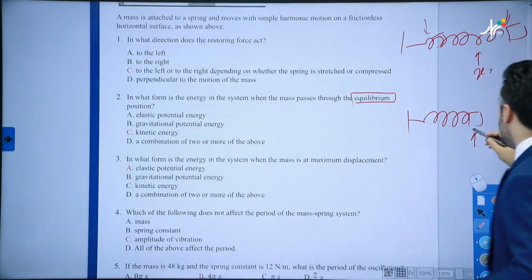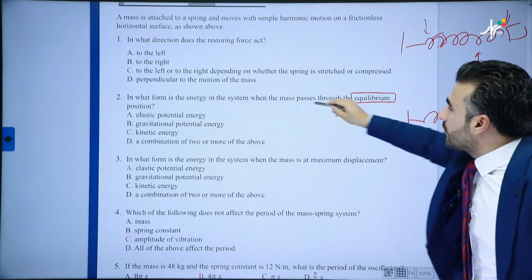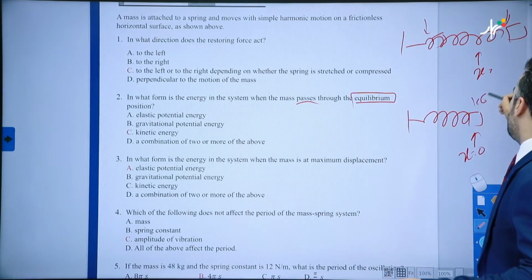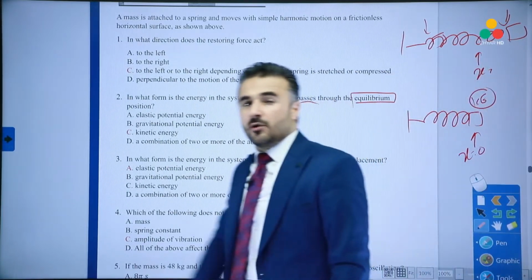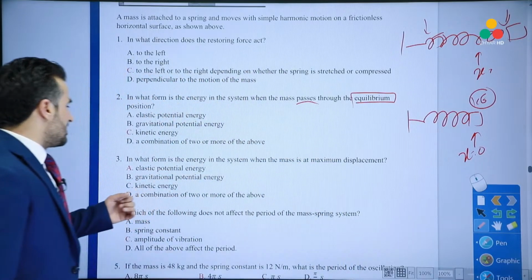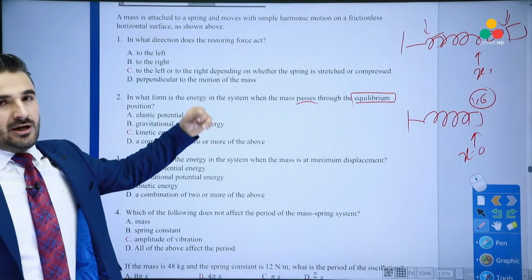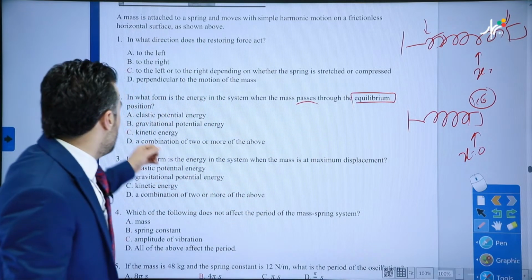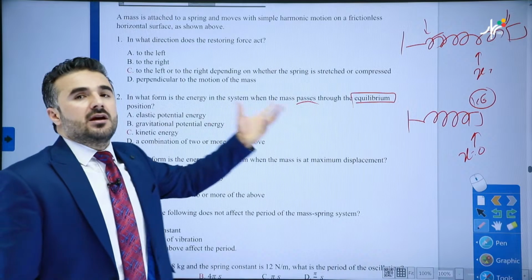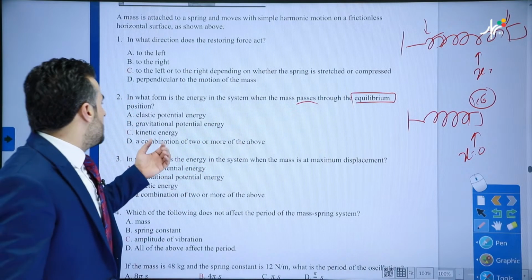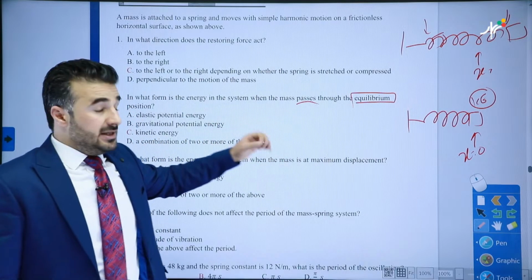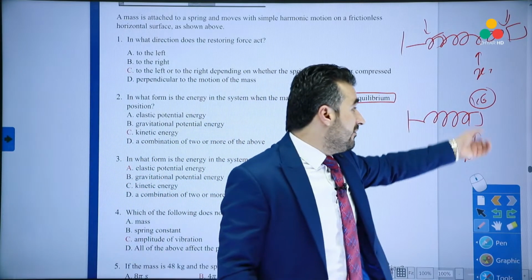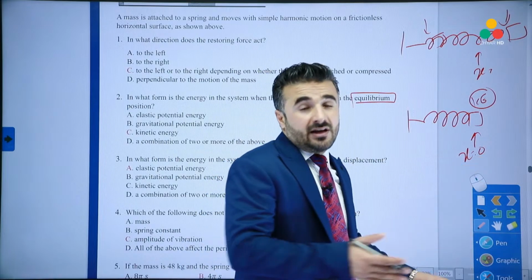The answer is no. But we do know that when it is passing through, that means moving through. And if it is moving through the equilibrium, then the energy would be the energy of movement, which is going to be kinetic energy. So what are the options that we have here? Is it the elastic potential energy? The answer is no, because the spring at equilibrium is neither compressed nor stretched. Is it gravitational potential energy? The answer is no, okay? Is it kinetic energy? The answer is yes, because the object, even though it is at equilibrium, is moving, it is passing, yeah?